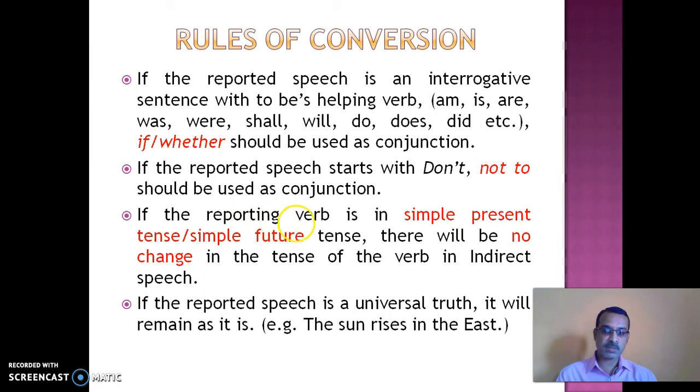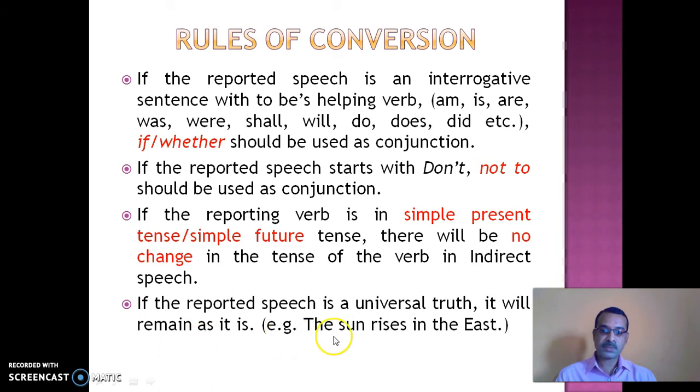If the tense of the reporting verb is in simple present tense or simple future tense, there will be no change in the tense of the verb in indirect speech. This is a very important rule as far as direct and indirect conversion is concerned. Next, if the reported speech is a universal truth, it will remain as it is.